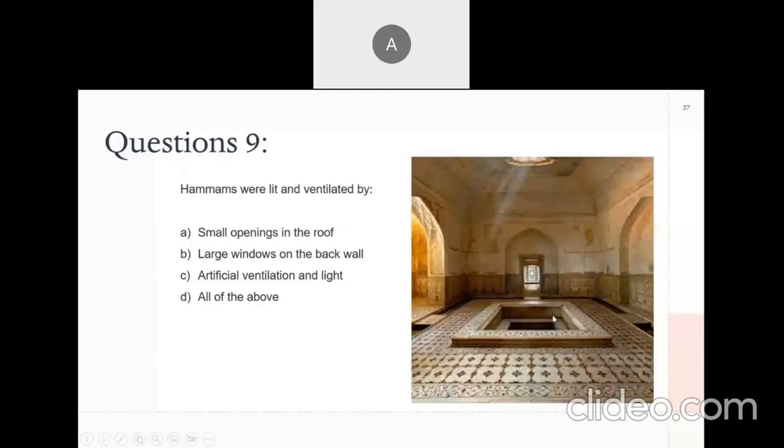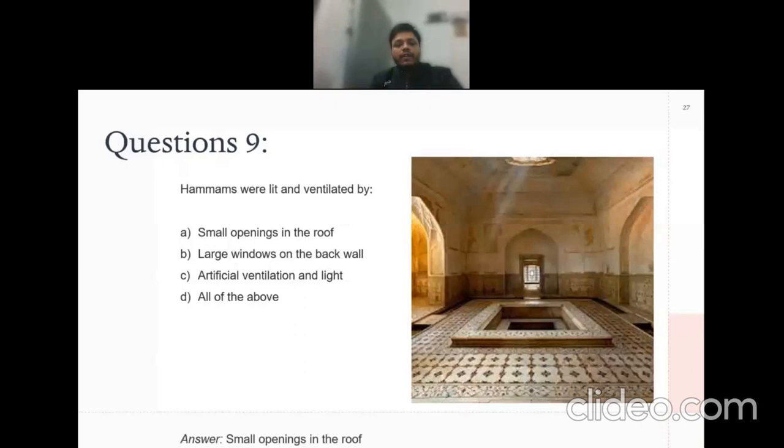So, this is a small opening in the roof. Havila, can you answer, please? Yes sir, small opening on the roof. Okay, so that is a small opening in the roof, right? Yeah, so the answer is small openings in the roof.